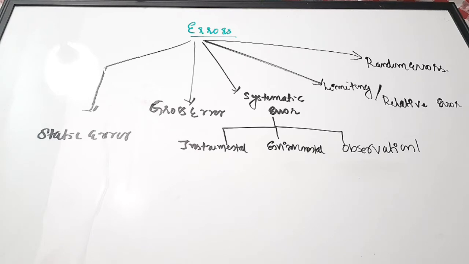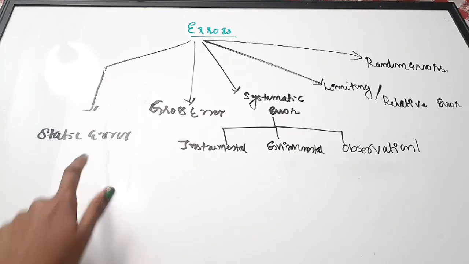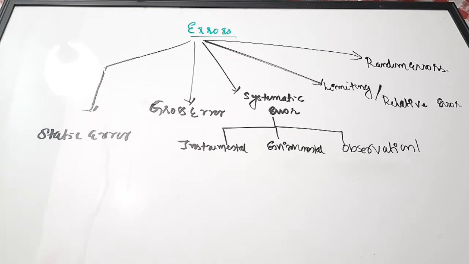Now the errors can be classified into various categories. First one is static error. Static error is the difference between the true value and the measured value. In general, if there are some variations in the reading, we can call it a static error. We will be doing problems on static errors. So that is one classification.